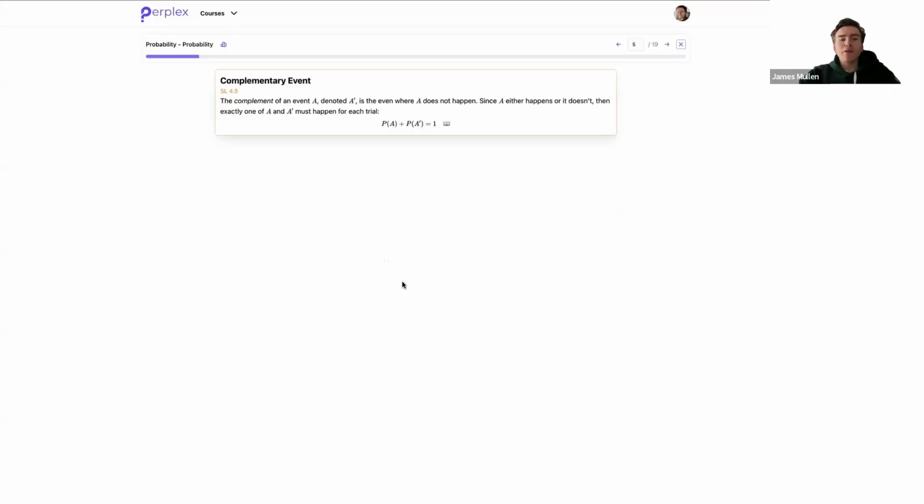Now, complementary events, okay? If I have an event A, then the complement of event A is denoted A prime, and that is the event where A does not happen. Since A either happens or it doesn't, exactly one of A or A prime must happen, which means that the probability of A plus the probability of not A add up to 1. And this seems like a very basic fact.